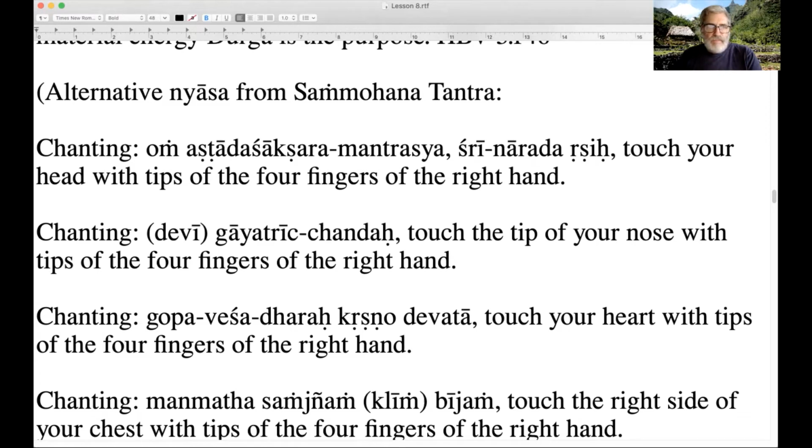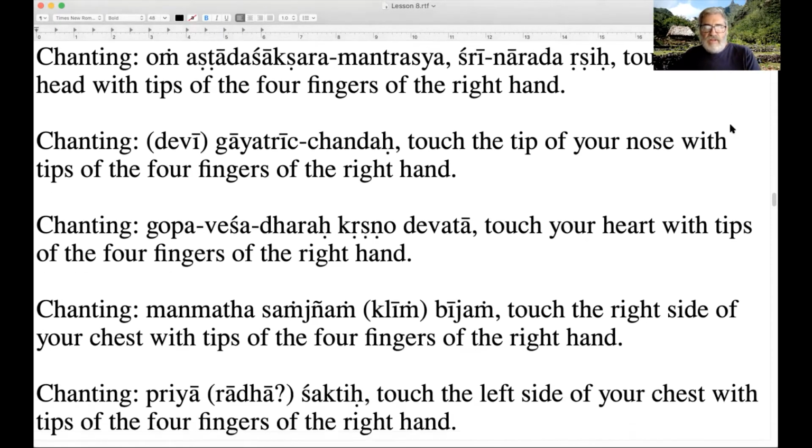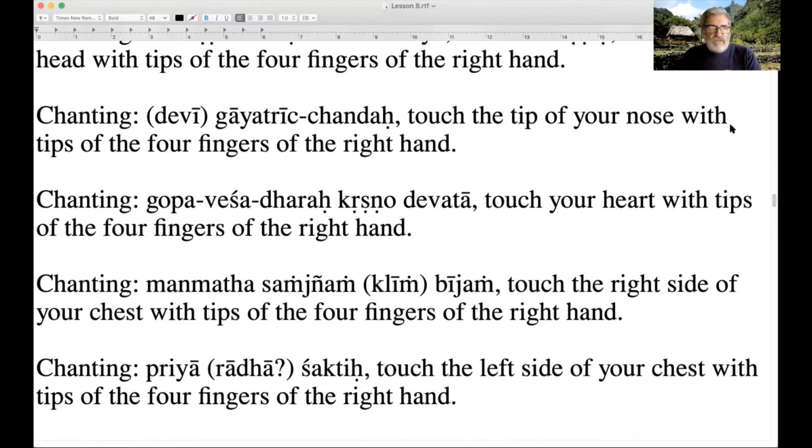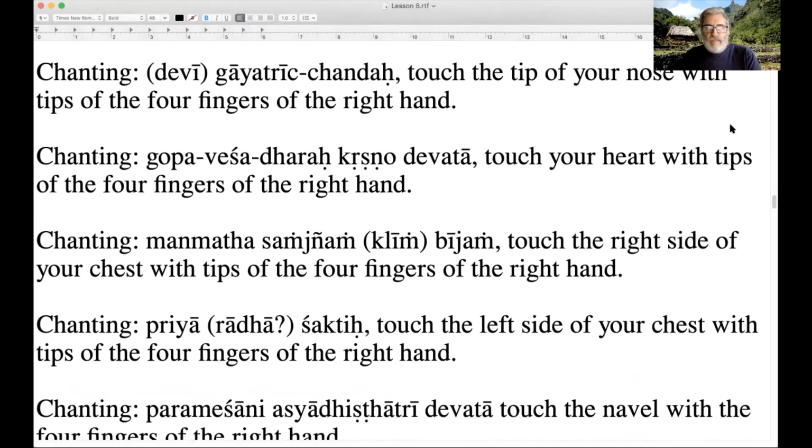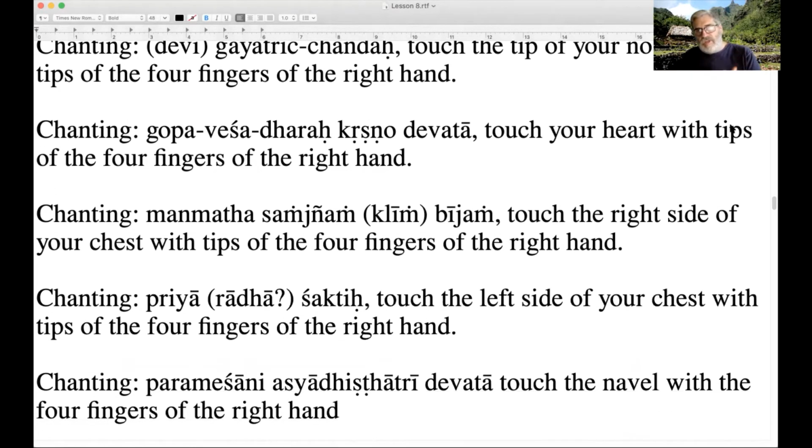So here's the alternate. The alternate is Om Astadasakshara Mantrasya Sri Narada Rishihi, touch the head, right? Same thing. That's the same. Devi Gayatri Chandaha, touch the nose or touch near the nose. Now we get a little bit different, right? Although Krishna is that, instead of saying Nanda Taniyo, we say Gopa Vesha Dhara. Gopa Vesha Dhara, the Krishna who's got the gopis' clothes.